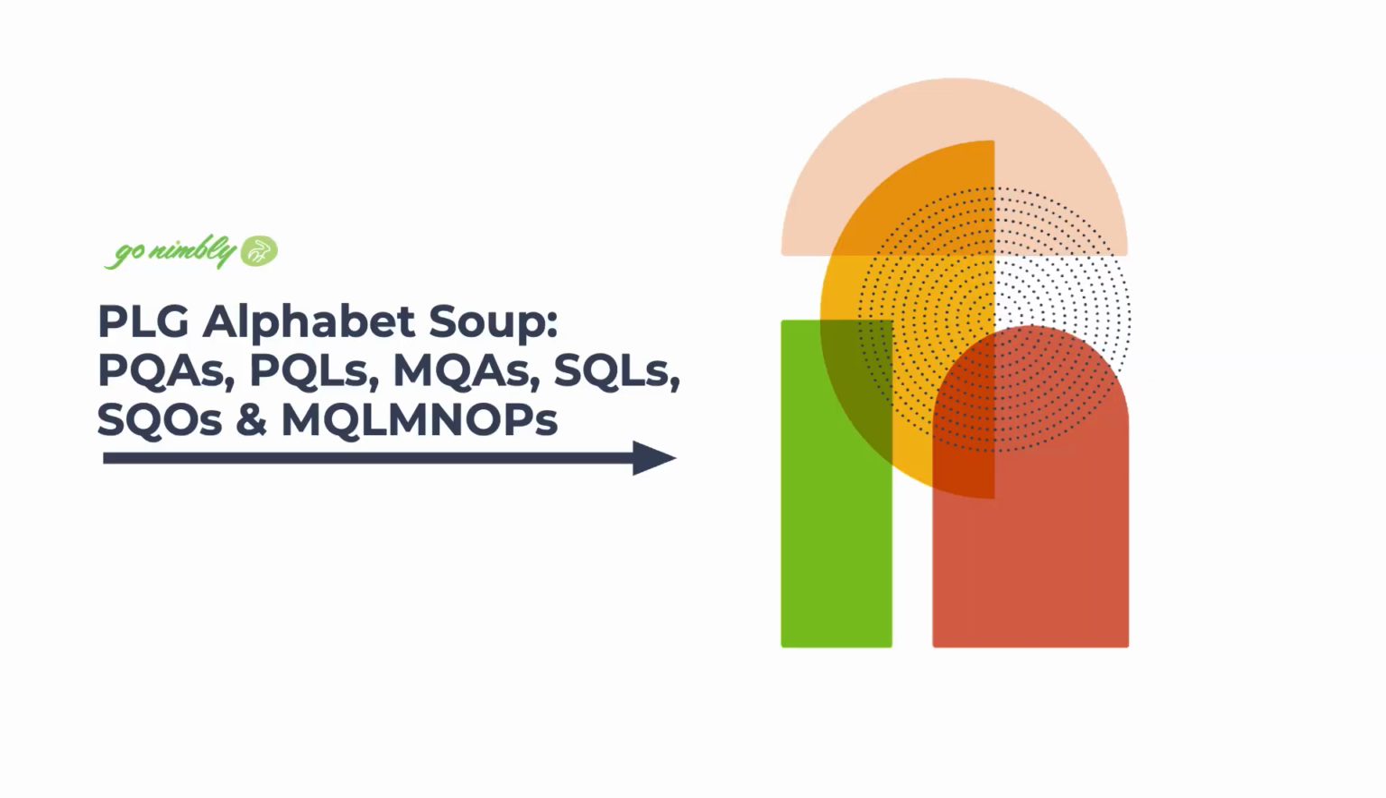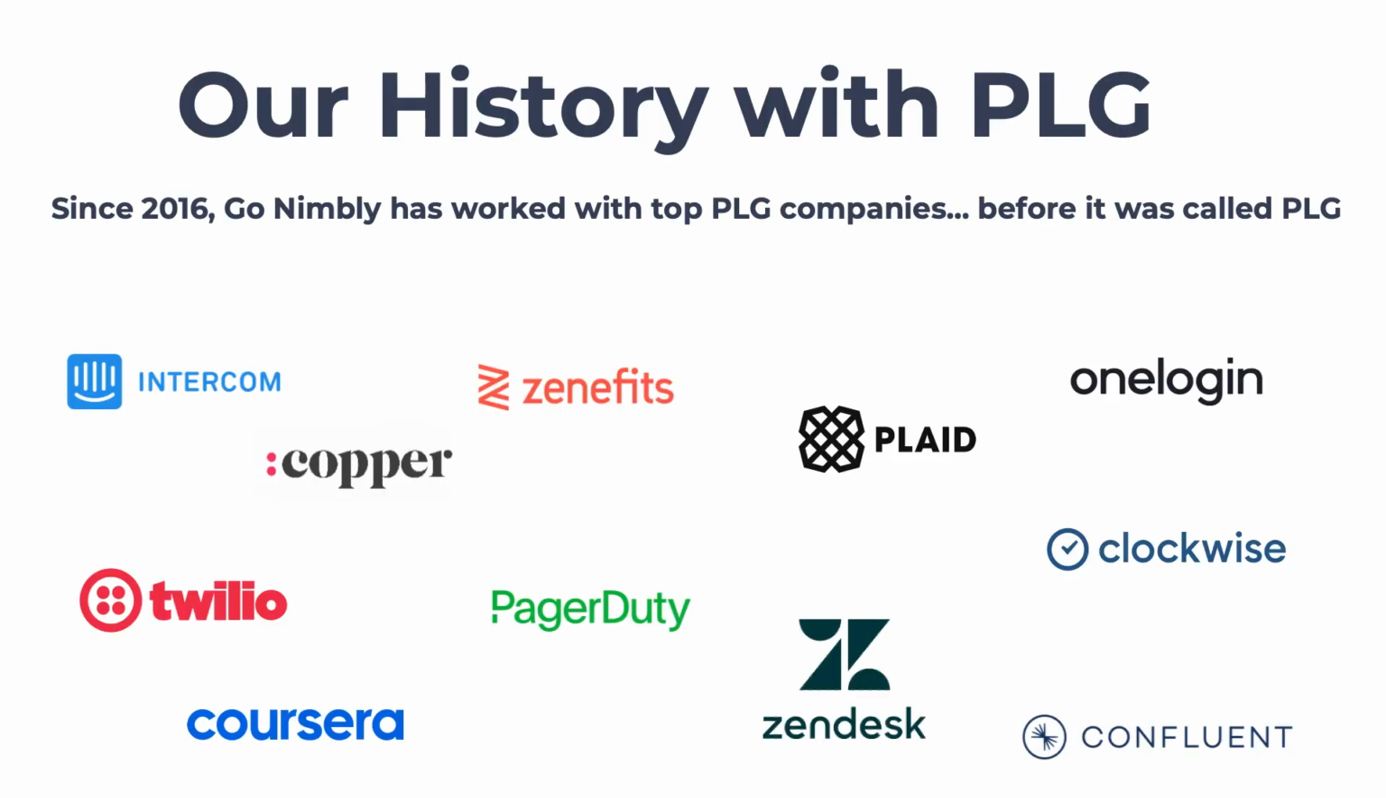Next slide. Hell yeah. Today I'm talking about PLG alphabet soup. These are all the acronyms that you know and love: PQL, MQL, SQL, SQO, USB, WTF, OPP. Yeah, you know me. And so why is it that I'm up here?